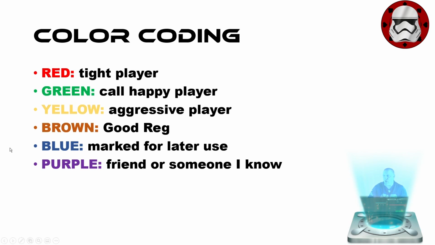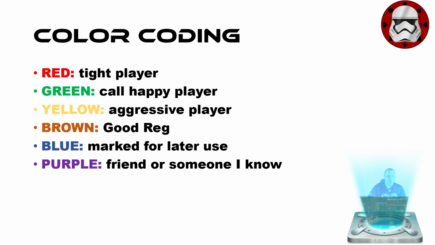So there's 4 colors for player types and then a couple for other purposes. That's my system. You don't have to copy it. Some people have different colors like red for call happy players and so on. I'm just showing an example of my color coding.